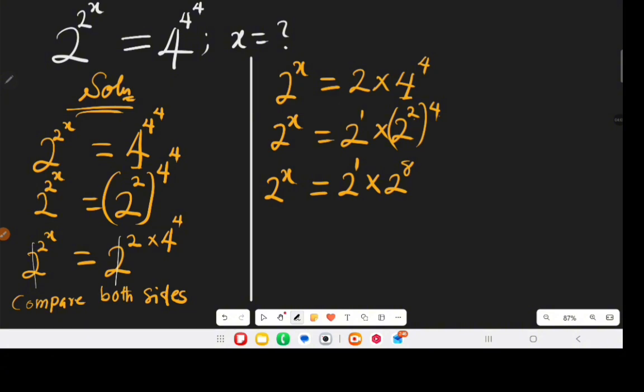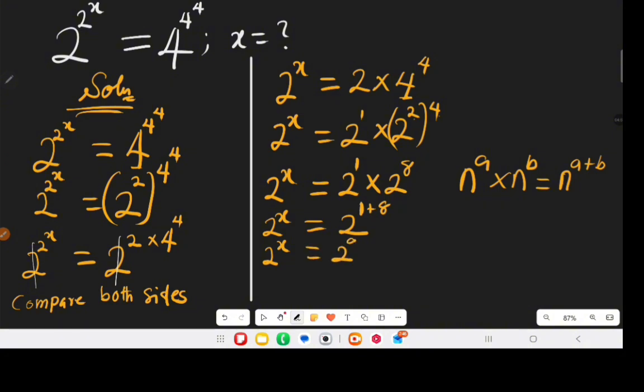At this point, we have the law of indices that states that whenever we have n raised to the power of a times n raised to the power of b, it is equal to n raised to the power of a plus b. If we apply this to the right hand side, we are going to have 2 raised to the power of x equal to 2. Because they have the same base, we take 1, then we add up the powers, 1 plus 8. We have 2 raised to the power of x equal to 2 raised to the power of 9.